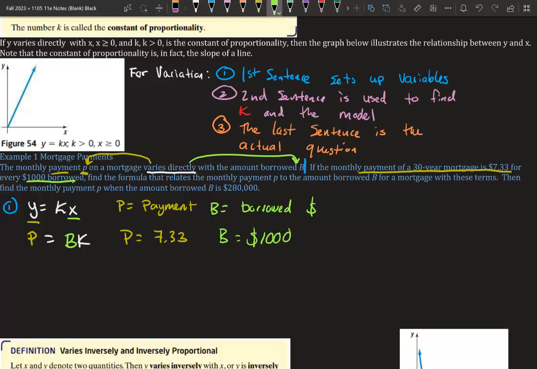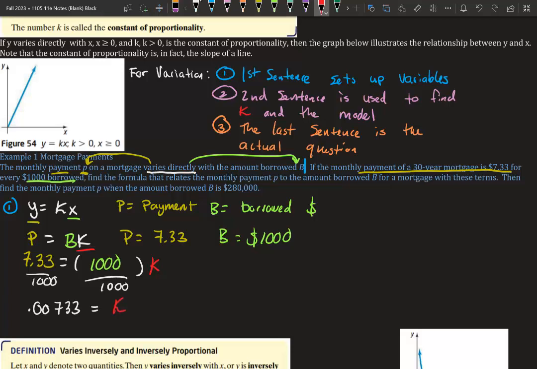Let's plug it in. Our payment is 7.33. That's going to equal the amount we borrowed, which is 1,000, times K, because that's what we need to find. To solve for K, we divide by 1,000. When we do, we get 0.00733 equals K. We can actually have the model now. The model is our payment equals the amount borrowed times our constant. Our constant is 0.00733.